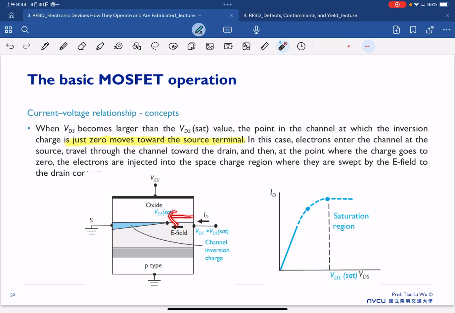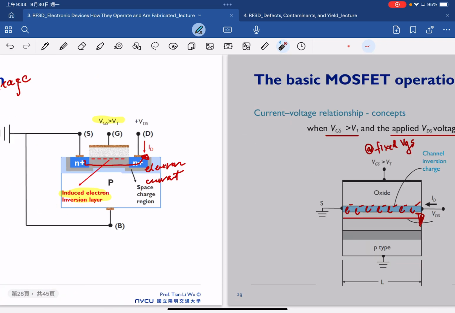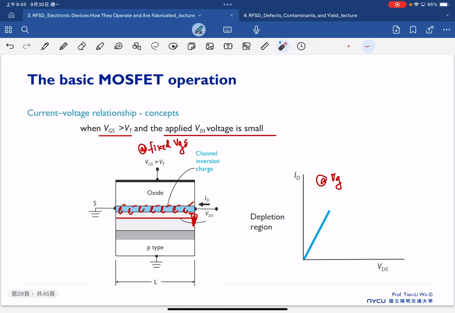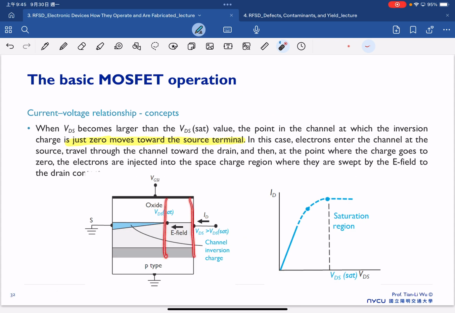And this is because, as already said, we have the PN junction in the drain side. So if we continue to increase our drain bias, the larger drain bias actually means that we are trying to reverse bias this PN junction. And once we reverse bias this PN junction, that means our depletion region will further extend. So we will have a larger depletion region or space charge region. And this will lead to the channel moving towards the source terminal. So basically, this region is mainly due to our space charge region.